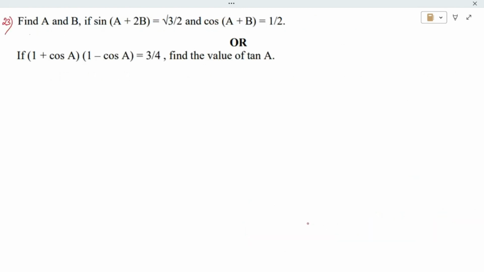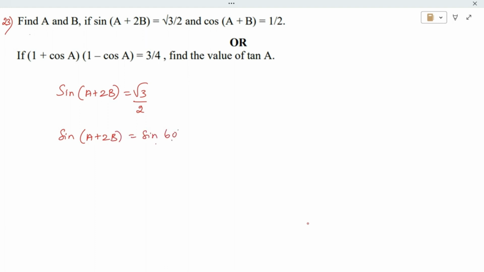Let's move on to question number 23. We have an internal choice, so I will do both the questions. Okay, first let me start with the first question. Find A and B if sin(A plus 2B) is equal to root 3 by 2. So when sine is root 3 by 2, that is sine 60 degrees, isn't it? So I'm equating to sine 60.